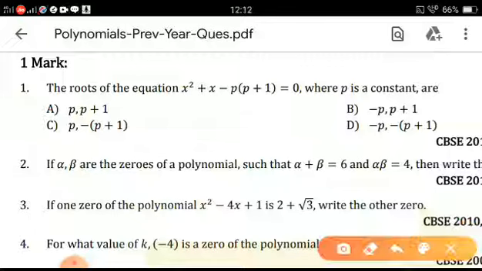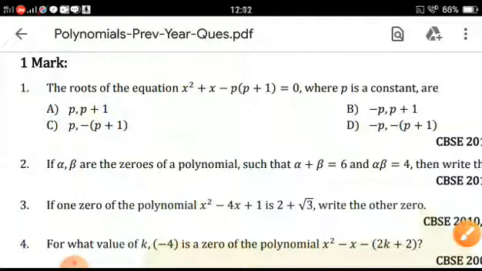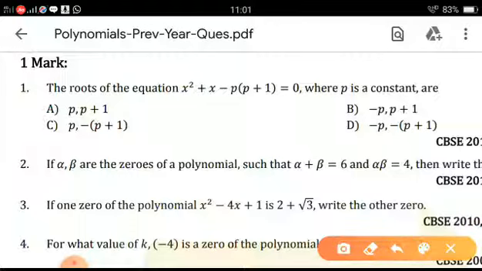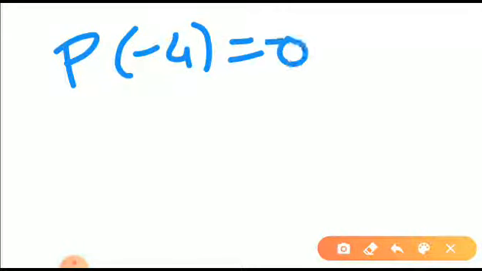Now, next question. For what value of k is minus 4 a zero of the polynomial x square minus x minus 2k plus 2? That means you have been given that minus 4 is a zero of this polynomial. If minus 4 is a zero of this polynomial, can I say that p of x, or p of minus 4, will be equal to 0?